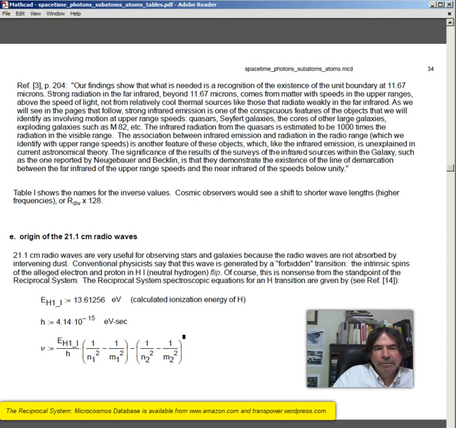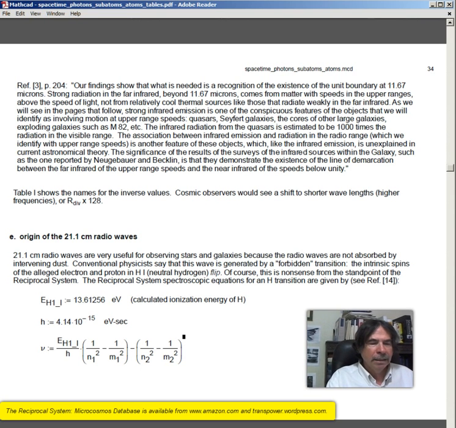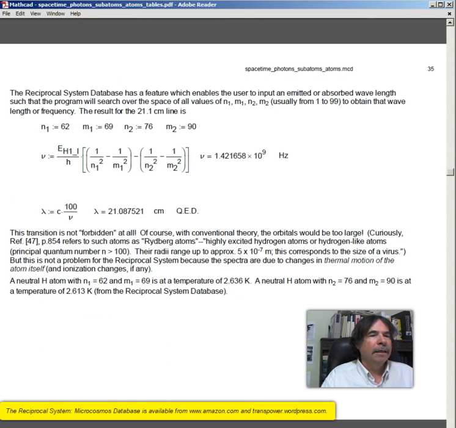Planck's constant h is 4.14 times 10 to the minus 15 electron volt seconds. And then we have the expression for the frequency nu, E sub H1 I divided by h times the quantity 1 over n sub 1 squared minus 1 over n sub 2 squared. The black dot indicates that it's not calculated at this point in this paper.